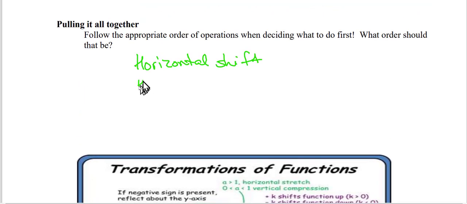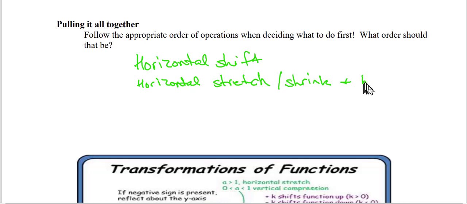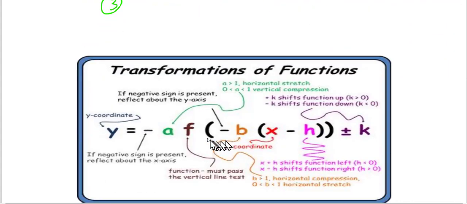So we're going to do the horizontal stretch or shrink and horizontal reflection. That'll be second. Then third, if we come back down here, our next thing is that we apply whatever happens inside there. The function operates on it. So that is your absolute value, that's your square, that's your cube root, whatever it is.